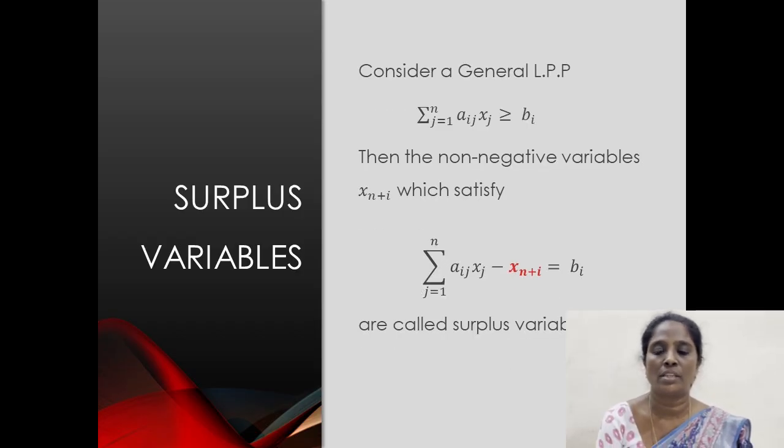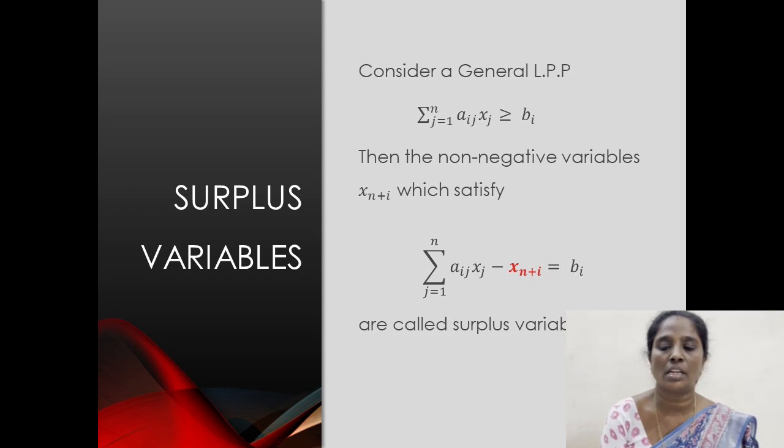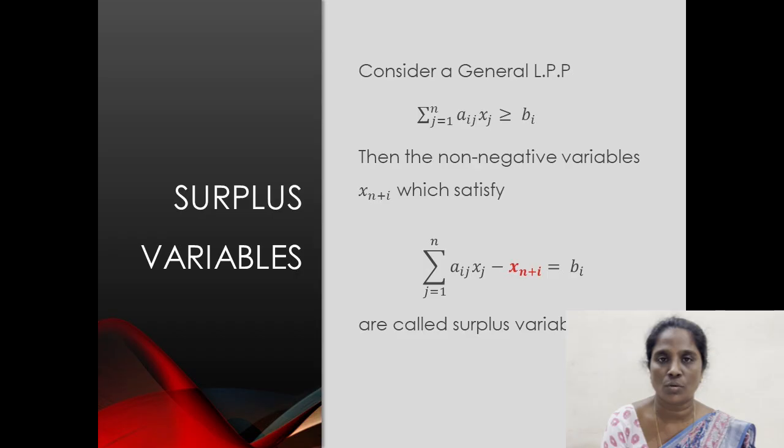Definition of surplus variables. Consider a general L.P.P, summation j is equal to 1 to n, aij xj greater than or equal to bi. Then the non-negative variables xn plus i, which satisfy summation j is equal to 1 to n aij xj minus xn plus i equal to bi, are called surplus variables.